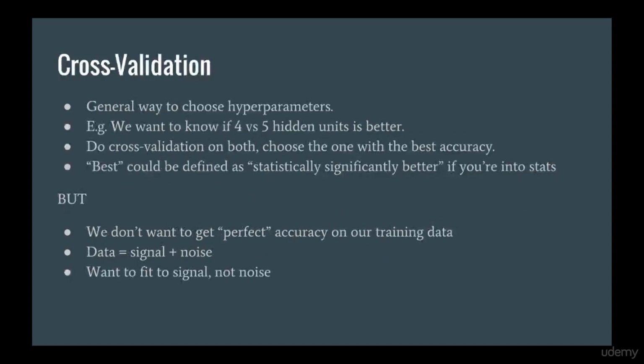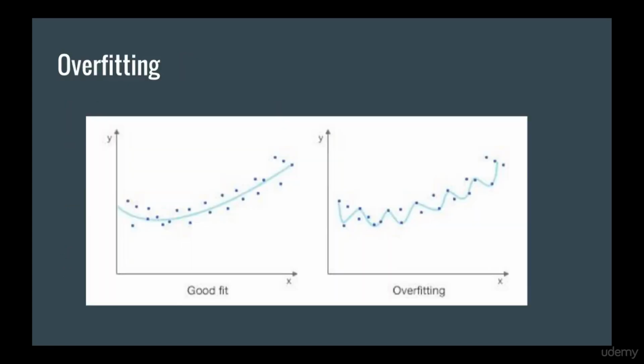Next, let's talk about cross-validation. This is a very simple process, but just in case you don't know, the idea is this. All data is signal and noise. You want to train your model so that it learns the signal and not the noise. If you make your accuracy too high, you might get perfect accuracy, which means you fit to both the signal and the noise. Here's a visualization of what fitting well and overfitting might look like. So on the left we have a good fit, and on the right we have overfitting.